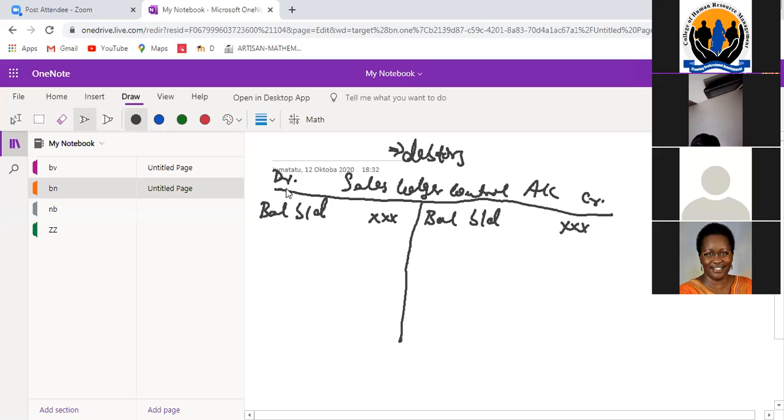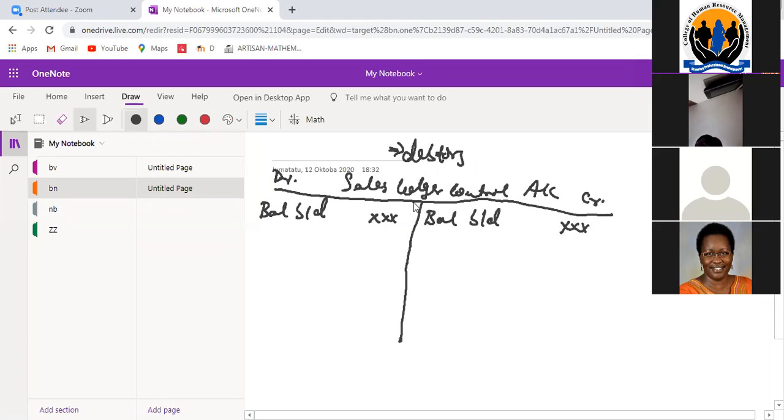The debit balance, you put it on the debit. The credit balance, you put it on the credit. But if only one balance is given, that balance will always appear on the debit side. But if there are two, the one that is of the higher amount is going to be on the debit, and the other one is going to be on the credit. And I explained why we have these two balances brought down.